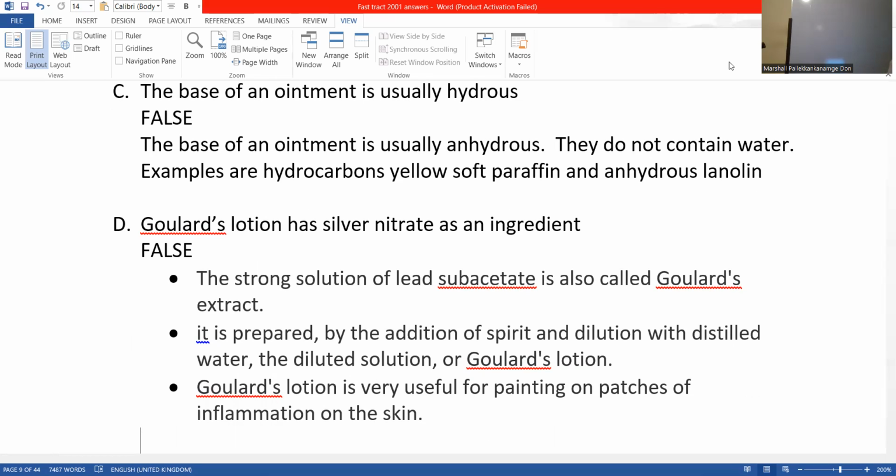D, Goulard lotion has silver nitrate as an ingredient. Goulard lotion is lead subacetate. You can't give it to drink because it is a lead compound. It is applied outside the body, for skin ailments, inflammation of the skin.